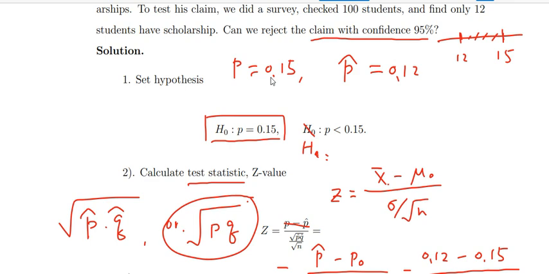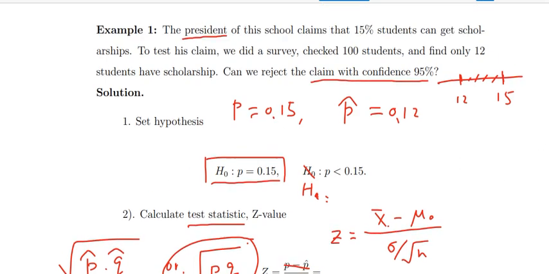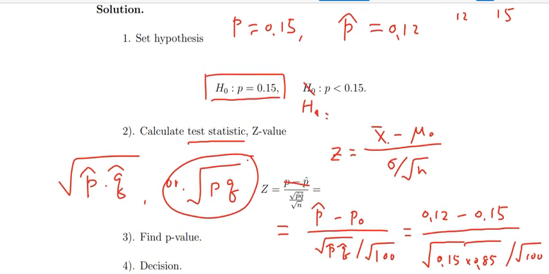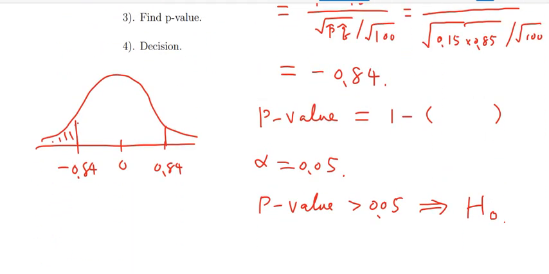Right? They say 15%, but our survey from our sample is only 12%. So it seems we have evidence to reject the claim, right? The percentage cannot be so high. We have this evidence, but our evidence is not strong enough. We have to accept their claim. We just say accept their claim. Okay.